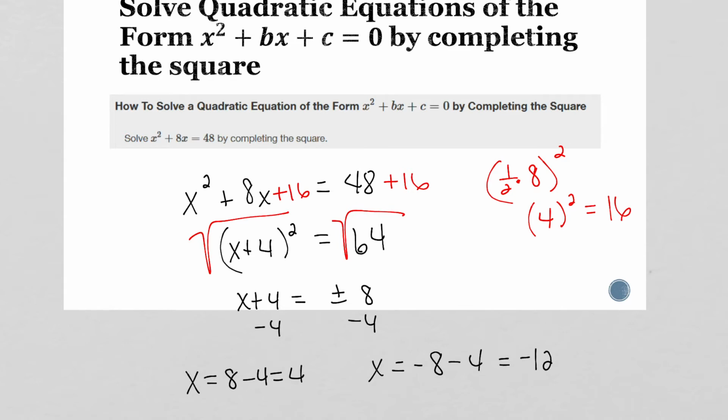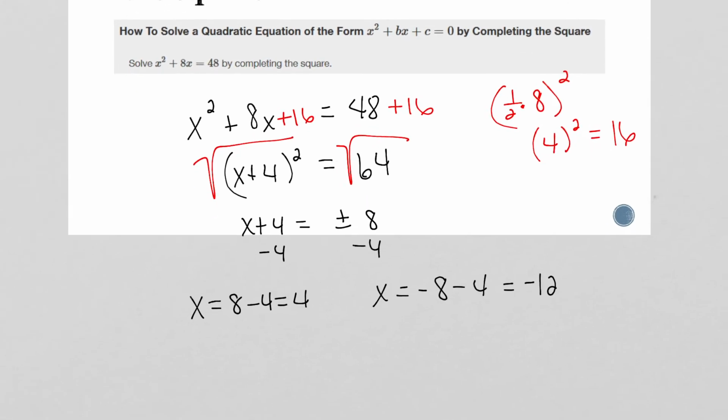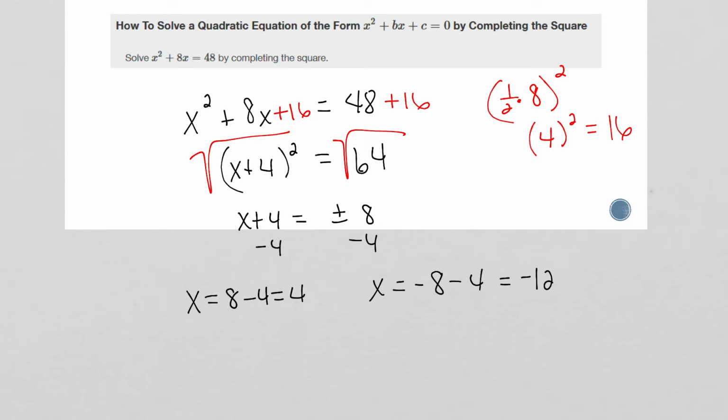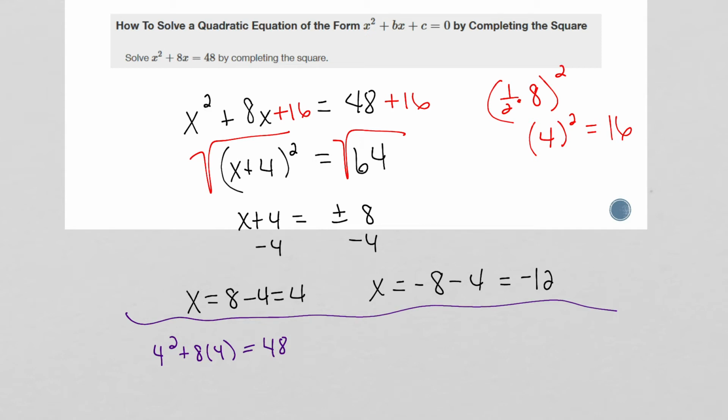Now, can we check our work? Totally. Let's do it. Let's put in 4 right here and here. So I would have 4 squared plus 8 times 4, and does that equal 48? 16 plus 32 equals 48. Yep, 48 equals 48. So that one does work.